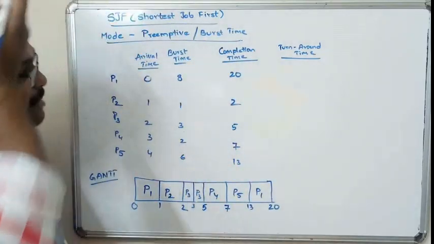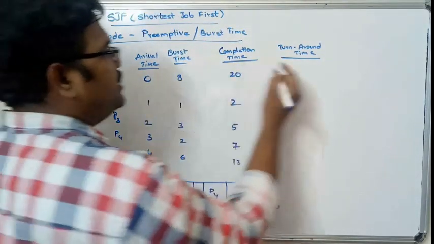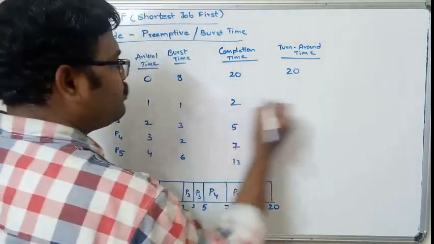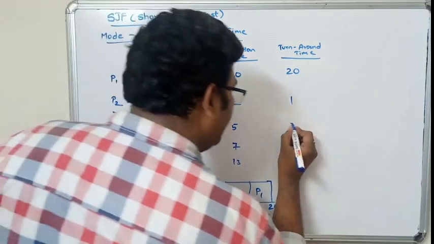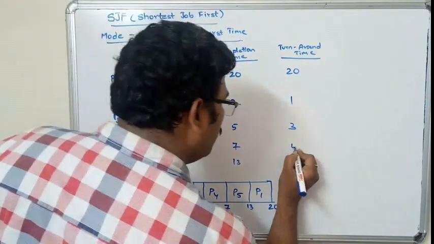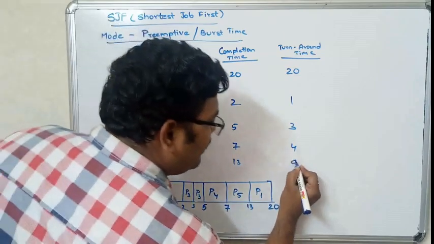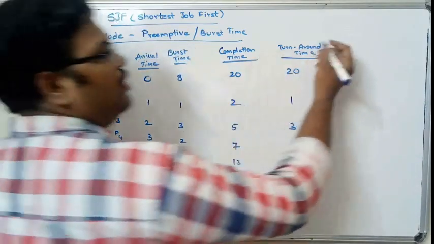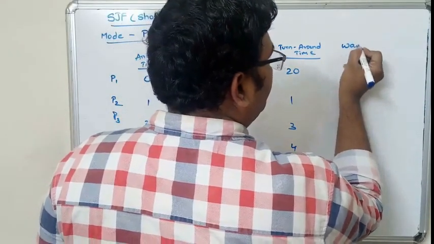So turnaround time is completion time minus arrival time, right? 20 minus 0, 20. 2 minus 1, it's 1. 5 minus 2, it's 3. 7 minus 3, it's 4. 13 minus 4, it's 9. Right? Now, calculate the waiting time.